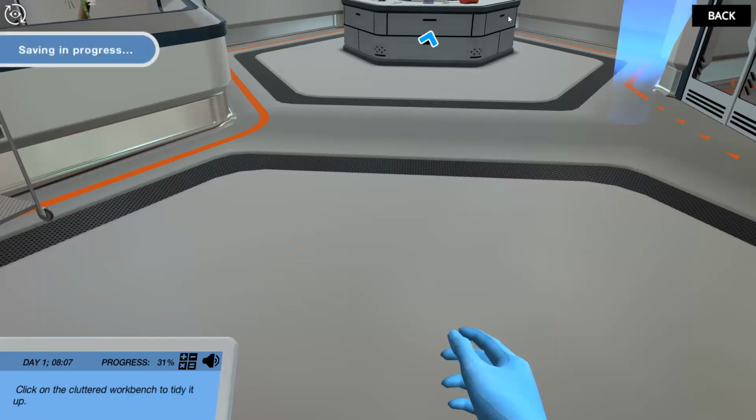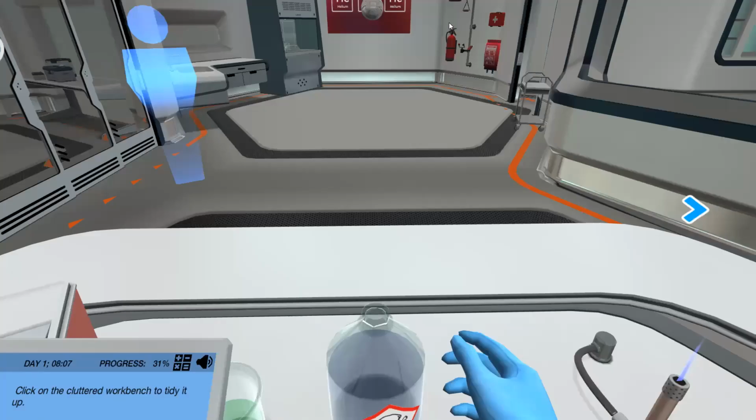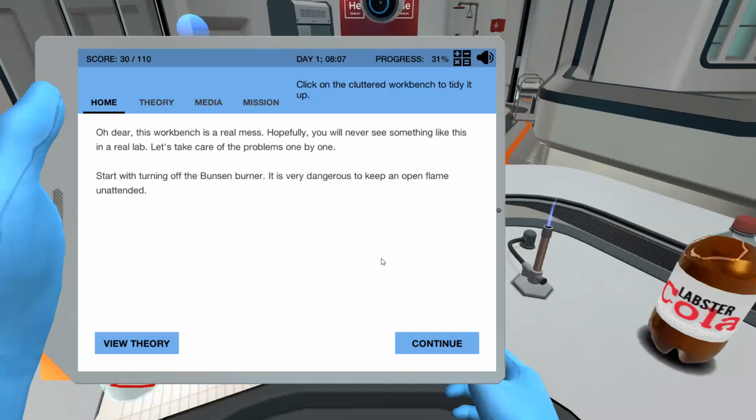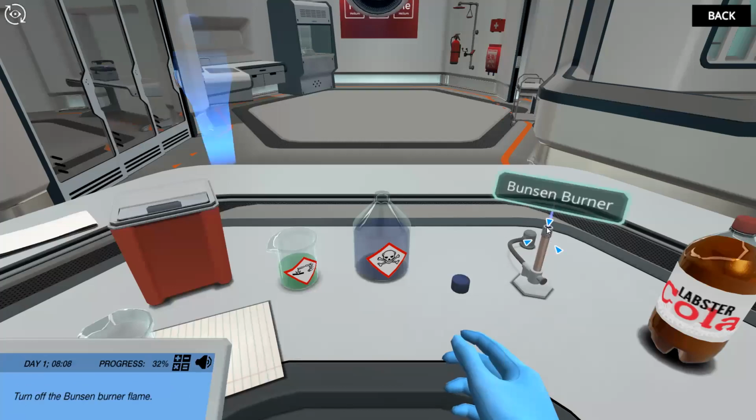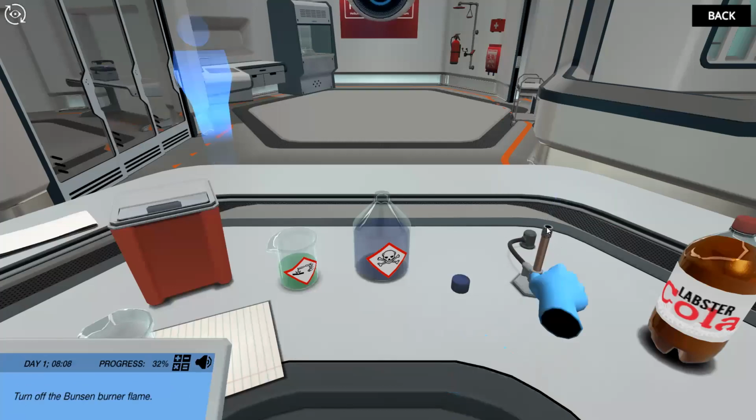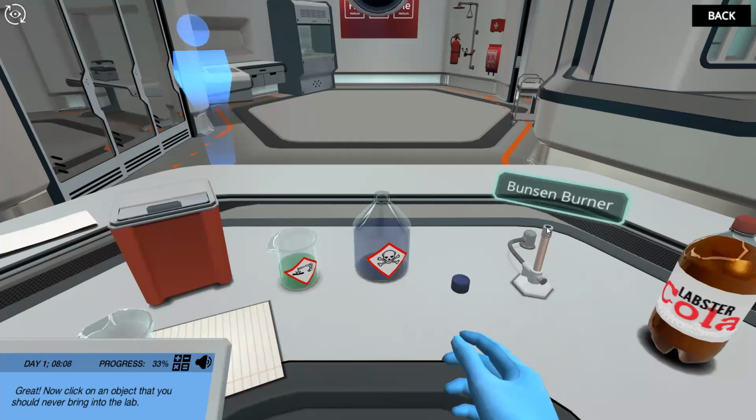Click on the cluttered workbench to tidy it up. Oh dear, this workbench is a real mess. Hopefully, you will never see something like this in a real lab. Let's take care of the problems one by one. Start with turning off the Bunsen burner. It is very dangerous to keep an open flame unattended. Turn off the Bunsen burner flame. Great. Now click on an object that you should never bring into the lab.